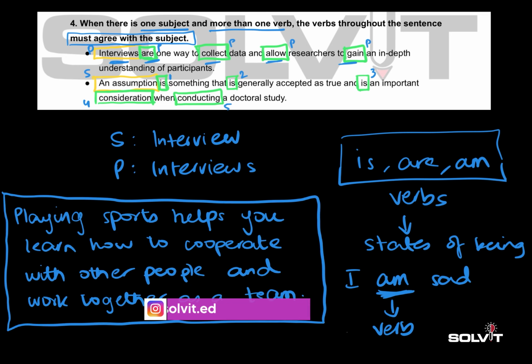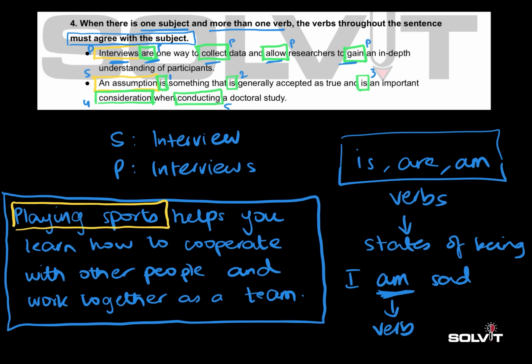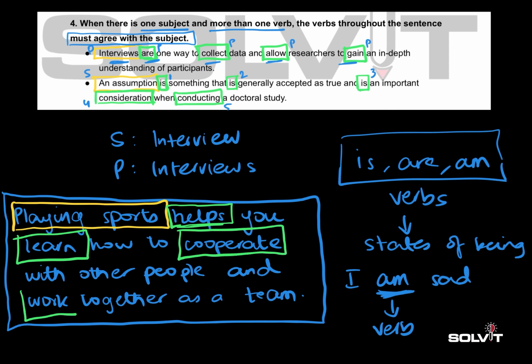I have another example sentence over here that I've written down. Playing sports helps you learn how to cooperate with other people and work together as a team. Let's identify the subject of this sentence. Playing sports is the subject of the sentence because that's what the sentence is about. Now let's identify the verbs one by one. Helps is a verb, learn is a verb, cooperate is a verb, and work is also a verb.